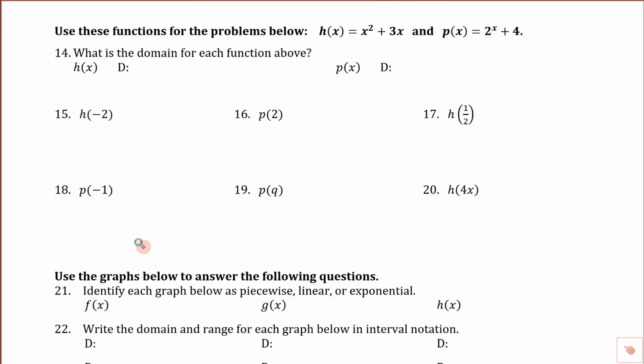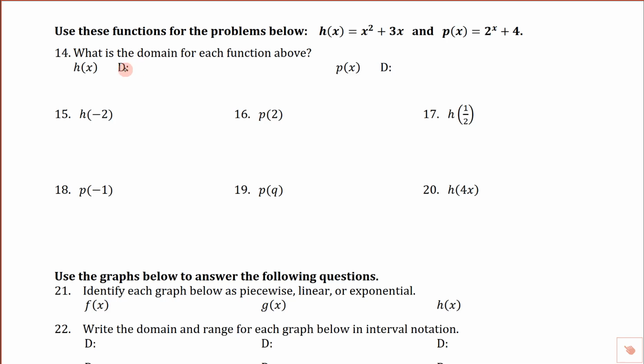We're now on this second page, and we've got some different functions to deal with here. We've got h of x and we've got p of x. Notice that we've got a squared variable here plus another linear type term. And then we've got an exponent right here, so we've got 2 raised to that power. Whatever we plug in, we're going to put it in the exponent there. So we're going to need to be a little bit careful here.